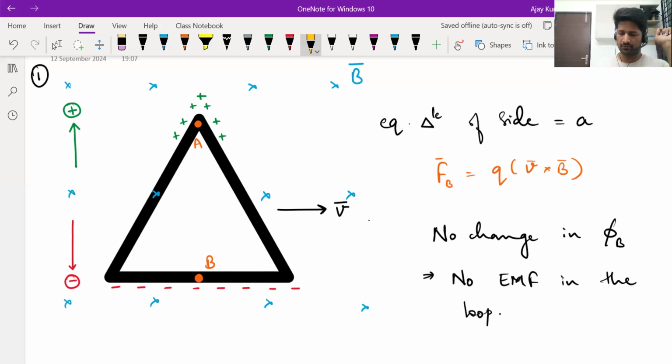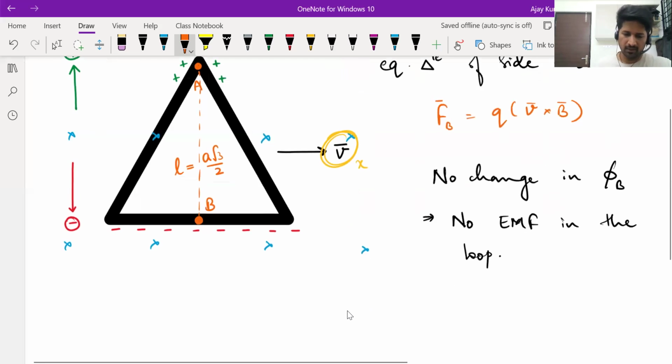Yesterday we derived one formula for motional EMF, BVL or B dot V cross L. In this case, magnetic field is in the Z direction. Fine. Velocity is in the X direction. Fine. If you want potential difference between A and B, you will have to take the length in the Y direction. Means you have to take this length. That's all. And for an equilateral triangle, this length is A root 3 by 2. You can take that as L, perpendicular length.